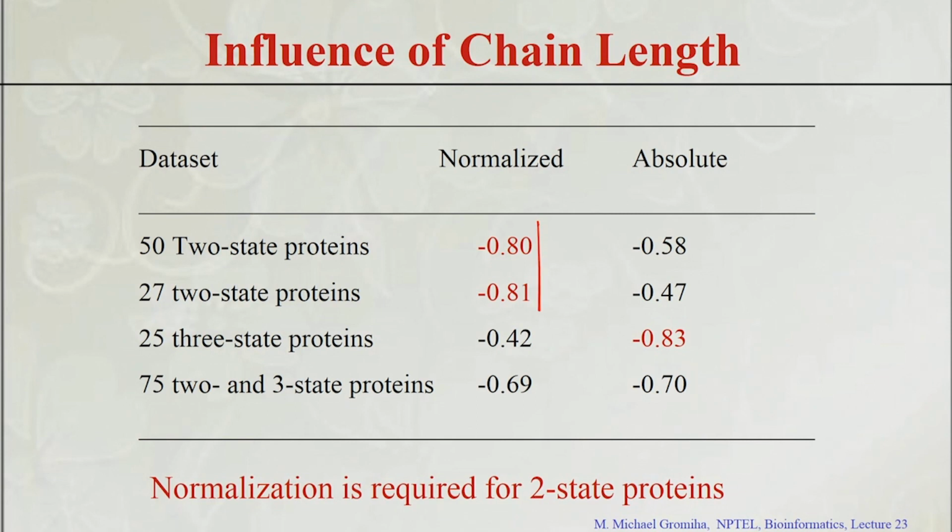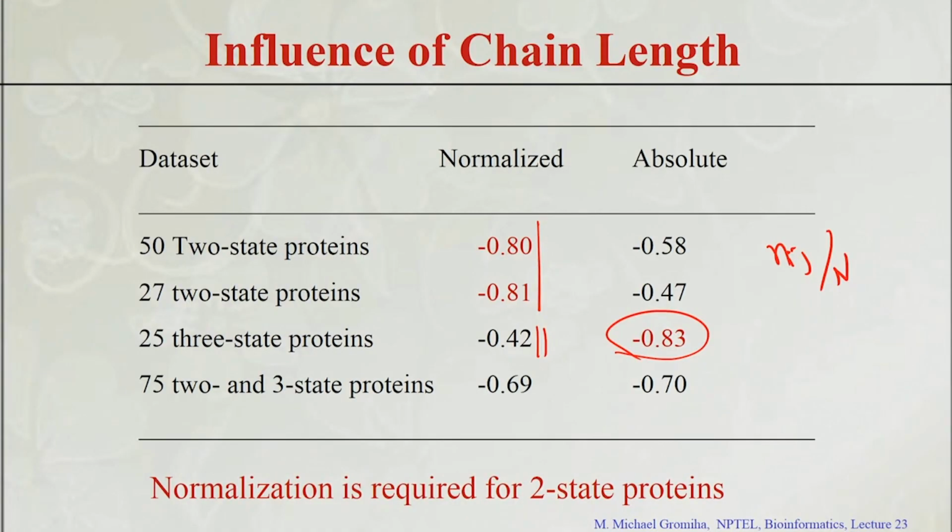The 2-state proteins we need to normalize with n, for example, the long range order. So, what is the equation for long range order? Nij by n. But in the case of 3-state proteins, if you normalize, the values are very less, but if you do not normalize then this is 0.83. It is very clear why this normalization is very important for the 2-state proteins and it is not required for the case of the 3-state proteins.